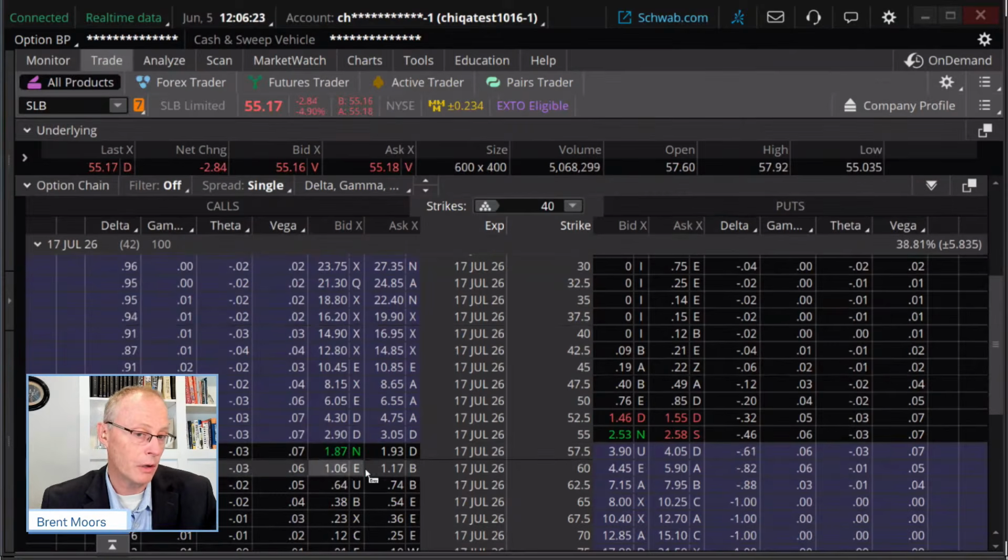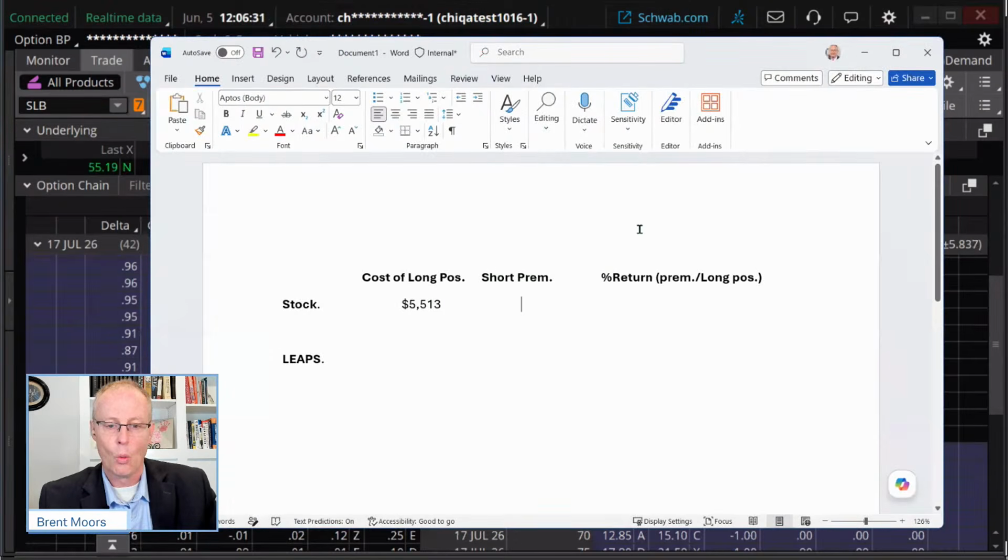We may be able to sell it for a little bit more, because there's a good chance we'll get a little more than the bid price, but I'm just going to put in that 106. So I'm going to sell that for $106.